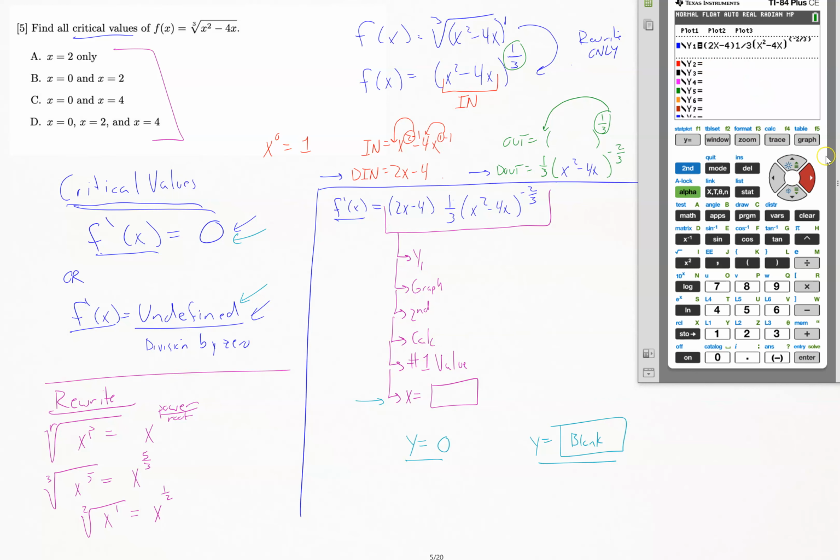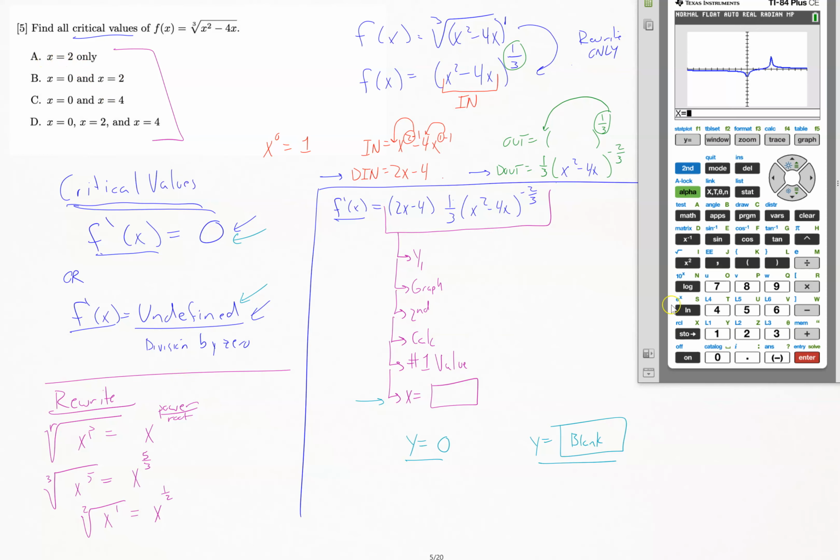Now we're going to graph that equation. So we hit the graph button, and they give us our graph right there. And now we're going to go through these next set of steps a few times. So second calc. We hit the second button and then choose the calc menu, which is up here above the trace. And then we want number 1, value.